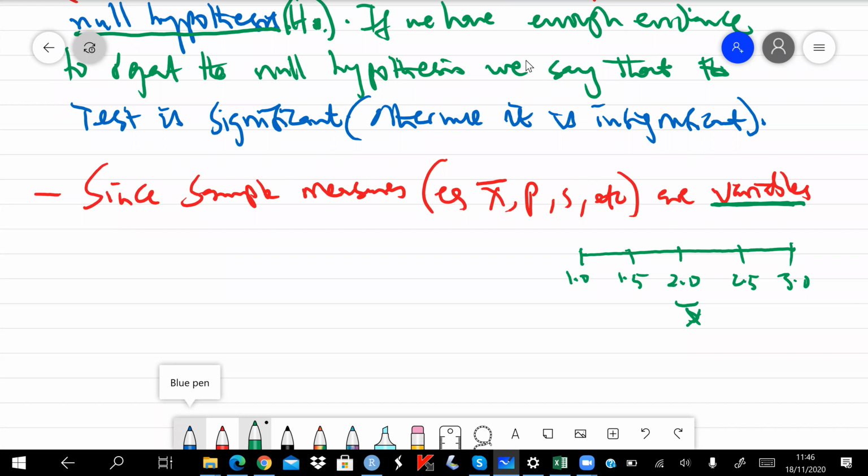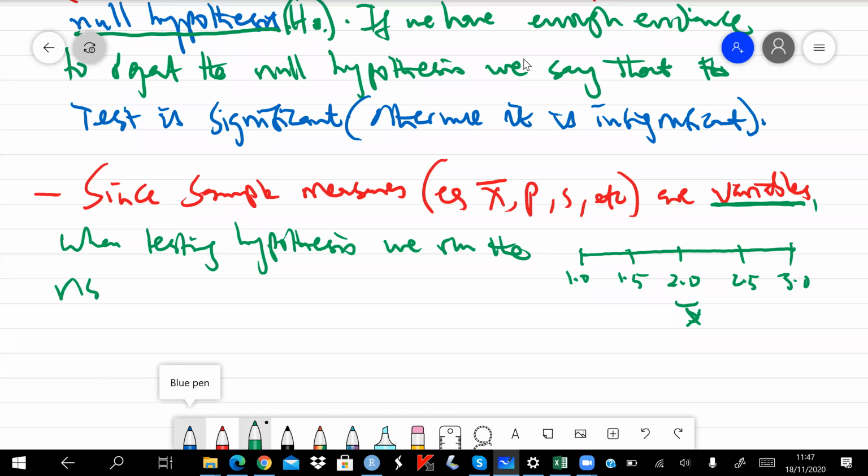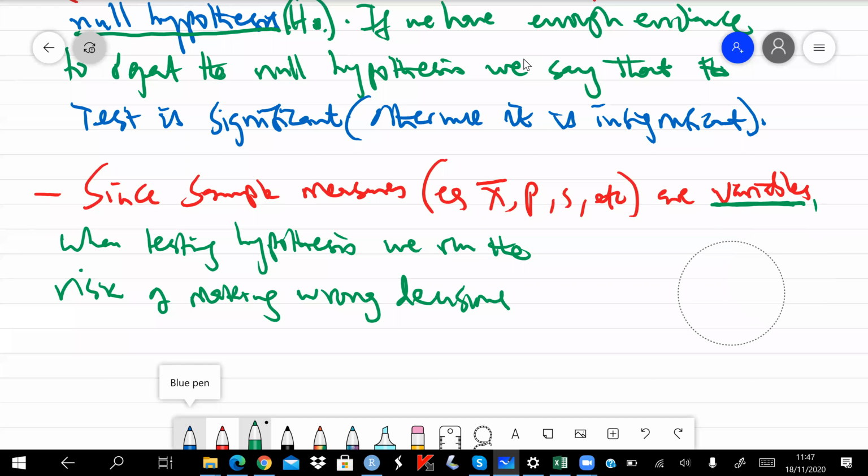So we're saying since sample measures are variables, we say that when testing hypotheses, we run the risk of making wrong decisions in two ways.